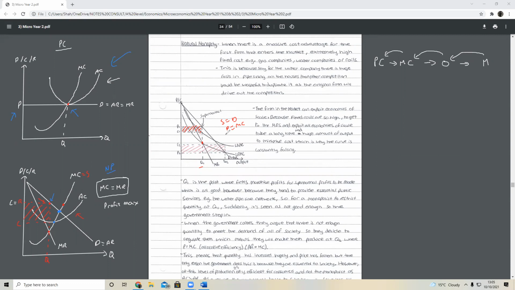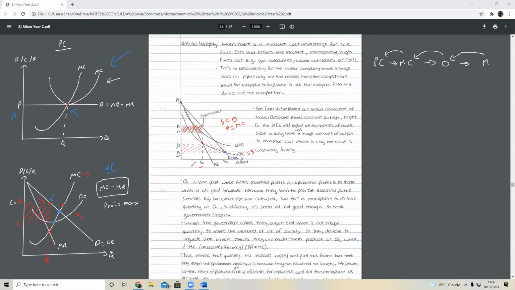Where is the allocative efficient point on this diagram? Where the supply equals demand? Supply is equal to demand at this point here, right? I'll do it in blue. Supply is equal to demand at this point here. So this is where the government wants this natural monopoly to produce. So the government is going to say, listen, this isn't good enough. I want you to produce at this blue point here, where your price is at P2 and your cost is at C2. So what's the problem with this now?